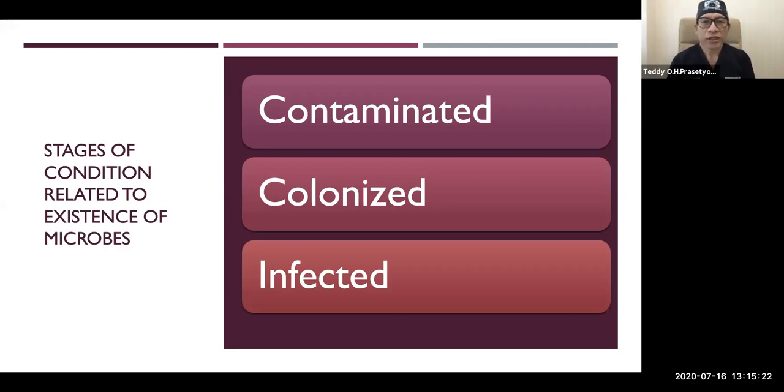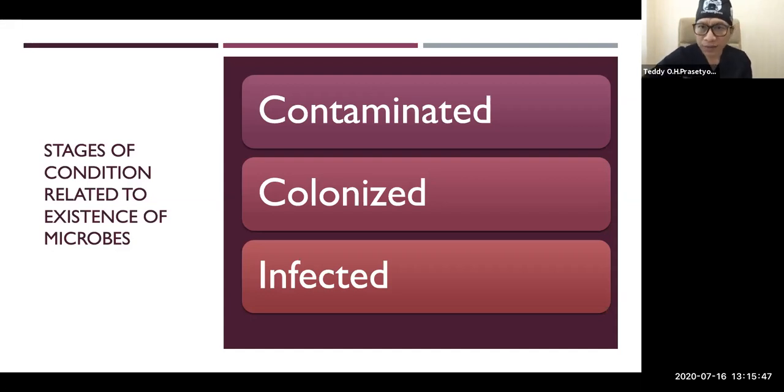But relating to infections, we need to take bacteria or microbes into account. So anytime a wound has bacteria or microbes on its surface or in the tissue in the wound, it's called contaminated. Otherwise, you may see that the wound is sterile.